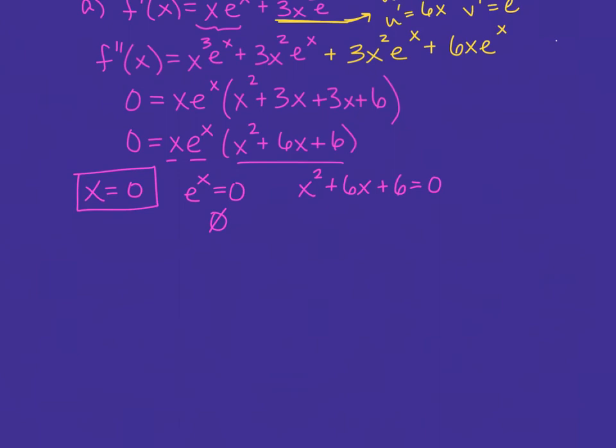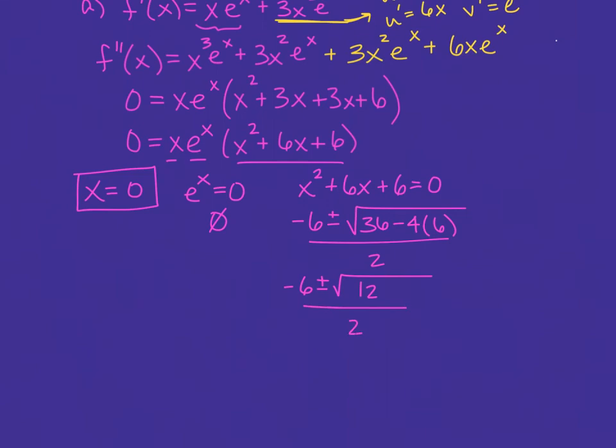Then in our final factor, we want to see if it's factorable. It's not. There's not two numbers that multiply to 6 that add to 6. Therefore, we can use the quadratic formula to solve this. So we'll have the opposite of b, plus or minus the square root of b squared minus 4 times a, which is 1, times c, all over 2 times a, which is 1. So solving this, we'll have negative 6 plus or minus the square root of 36 minus 24. 36 minus 24 is 12, all over 2.